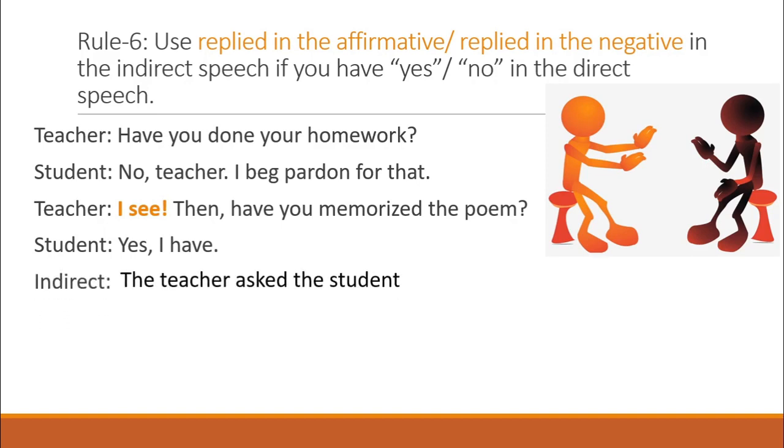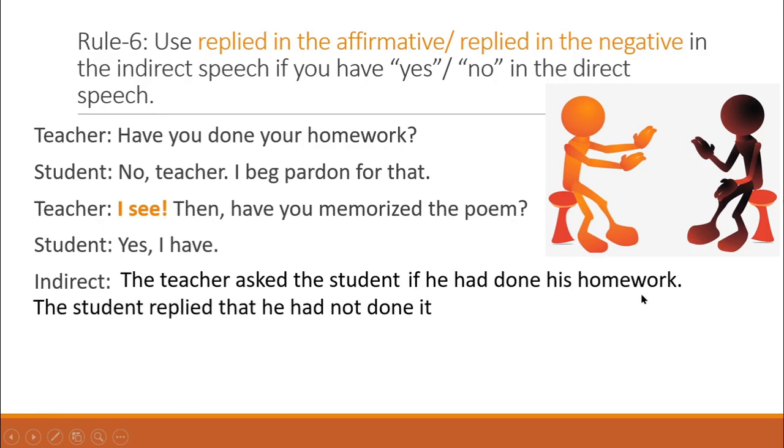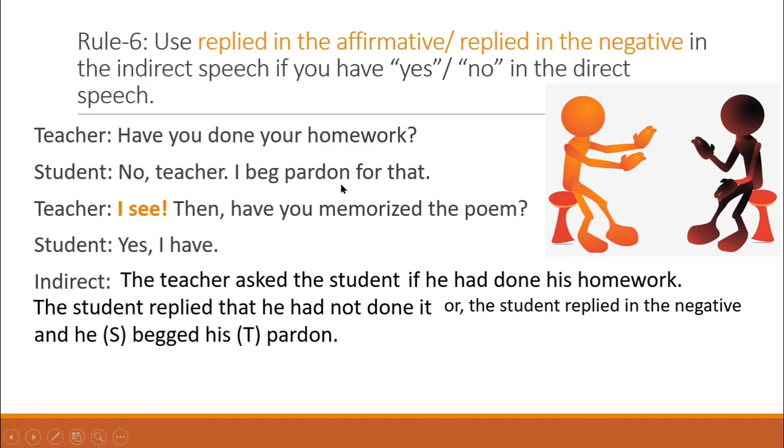The teacher asked the student, have you done your homework? This is a yes-no question. So we have to write down if or whether here. You see, if he had done his homework. The student replied that he had not done it. Or the student replied in the negative. You see, "No teacher." So you can write down the student replied that he had not done it, or you can write that the student replied in the negative. You see, "I beg pardon for that."